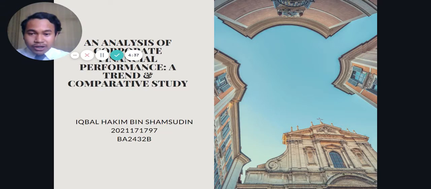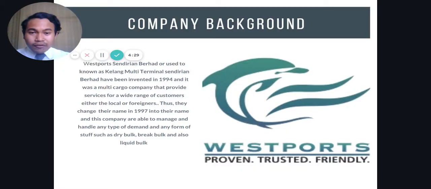Financial performance, which is a trend and comparative study. In short, cross-sectional analysis. So move on to the next slide, which is about the company background of these two companies that have been chosen, which is Westport Berhad and Petron.